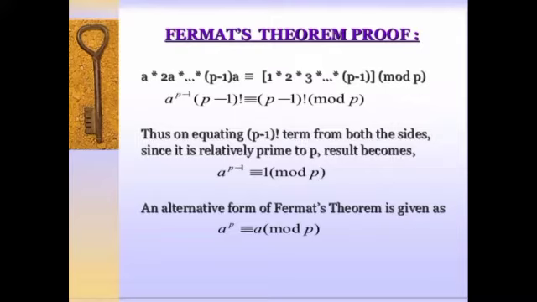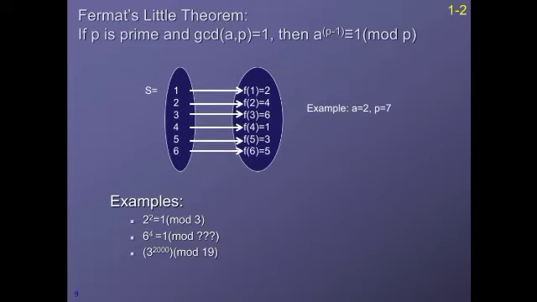And as an alternative form of Fermat's theorem, it is given as a raised to the power of p is congruent to a mod p. So if p is a prime and GCD of a and p is equal to 1, then a raised to the power of p minus 1 is congruent to 1 mod p. So examples: 2 raised to the power of 2 is equal to 1 mod 3, and 6 raised to the power of 4 is equal to 1 mod 5. Last is 3 raised to the power of 2000 mod 19.